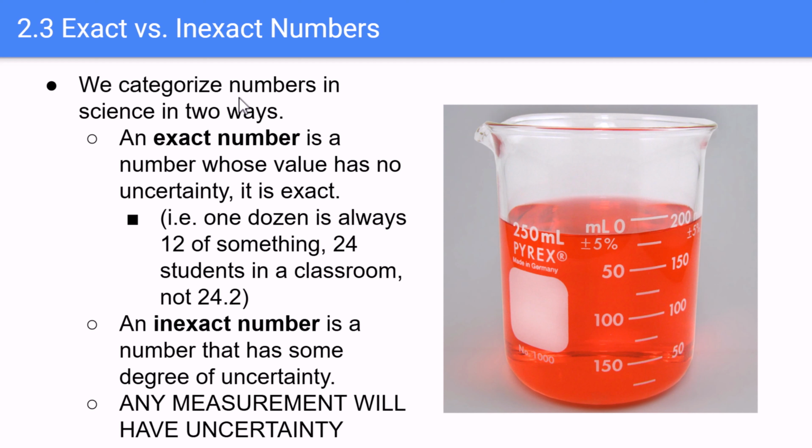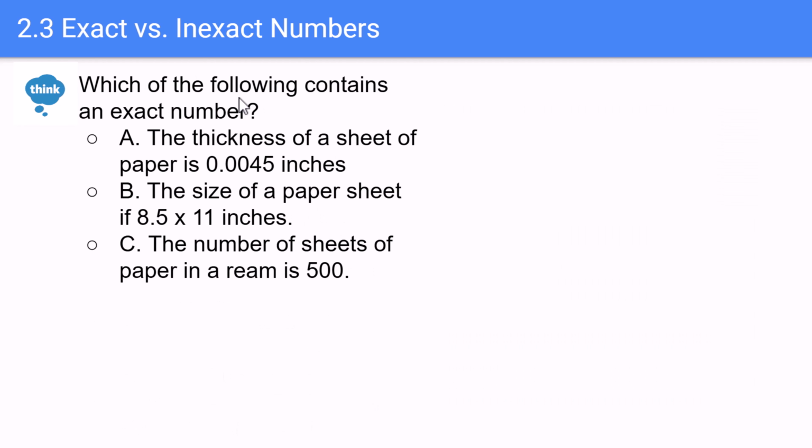An inexact number is a number that has some degree of uncertainty, and it's very, very important, I put this in bold here, that any measurement will have some uncertainty. Anytime you're taking out a device and measuring something with it, there's always going to be some level of uncertainty. The level of uncertainty is dependent upon the tool that you're utilizing to measure the material. Let me give you an example.